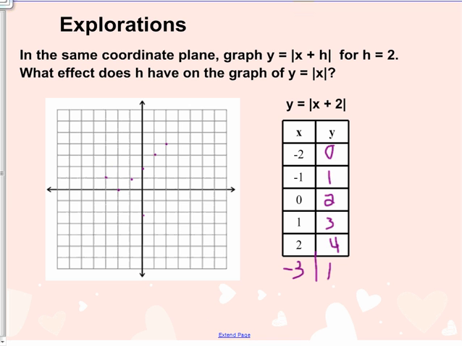Well, what's happening here is we are actually creating a V going this way. Now what you should notice immediately that's different from the parent function is that the bottom of our V has actually moved to the left 2 points.